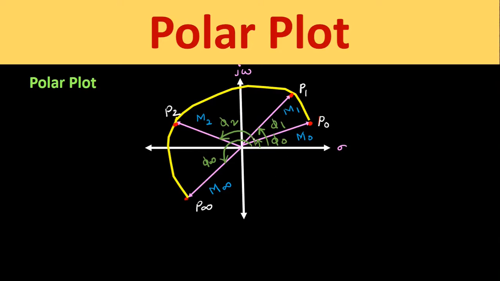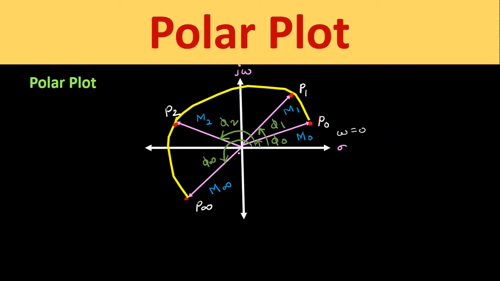In the S-plane we will take sigma on the real axis and j omega on the imaginary axis. This is the j omega axis and this is the sigma axis. So what we have to do? First we take the angle corresponding to omega equal to 0, which is phi 0. We measure this angle phi 0, and on this angle line we represent the magnitude M0, corresponding to omega equal to 0. We will represent this point as P0.